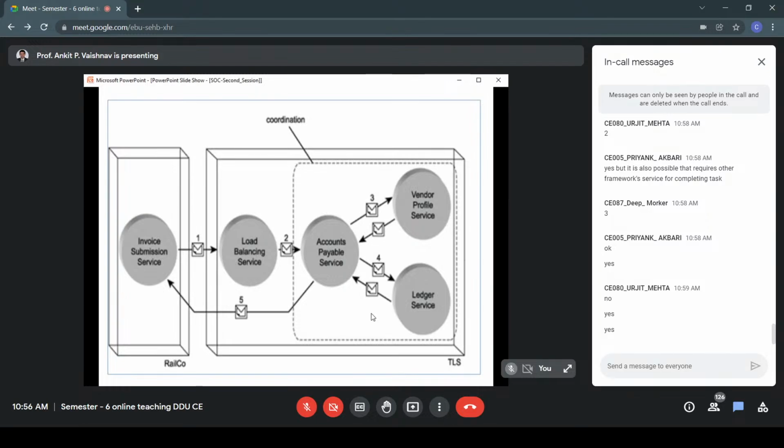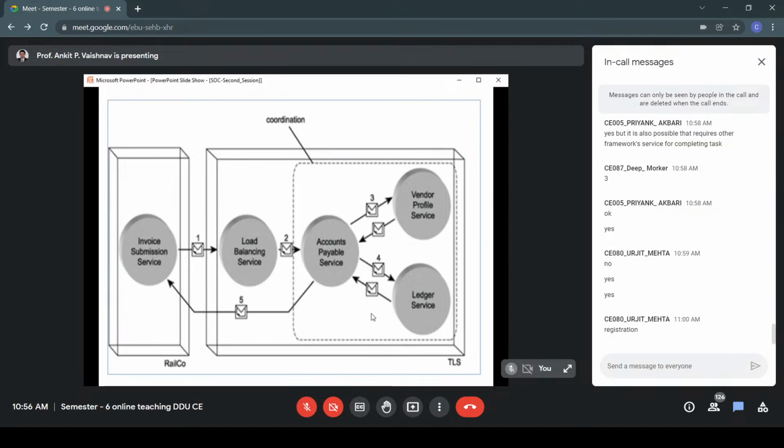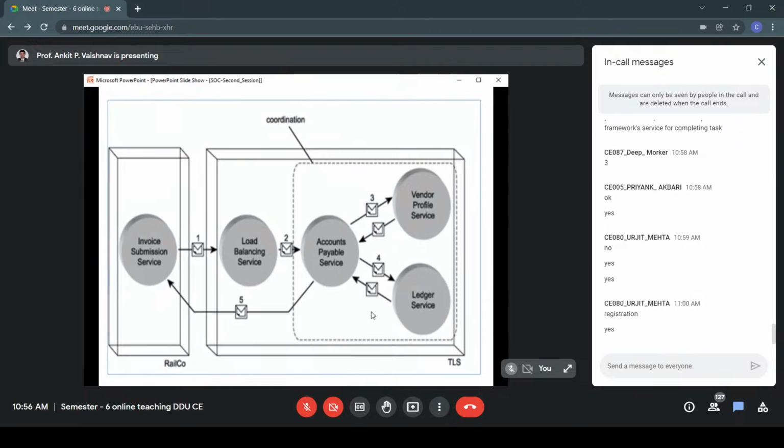So activation plus what else? What are the 2 other services we require? Registration, number 2. Number 3, coordinator. All of you are clear? Yes or no? Okay, so if you want to implement WS coordination in a practical situation, you will require at least 3 more services, right?